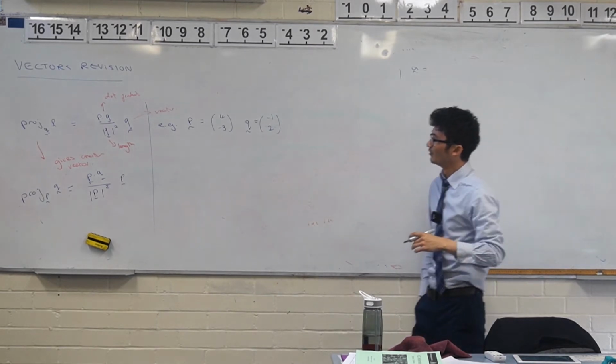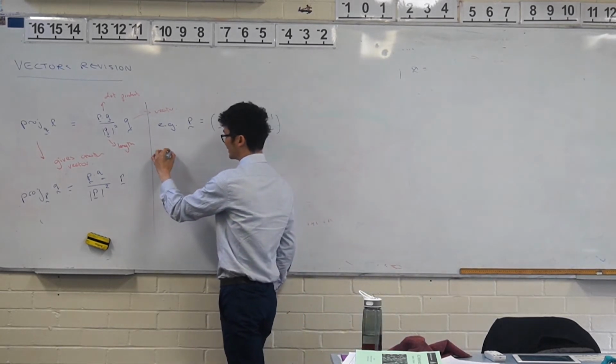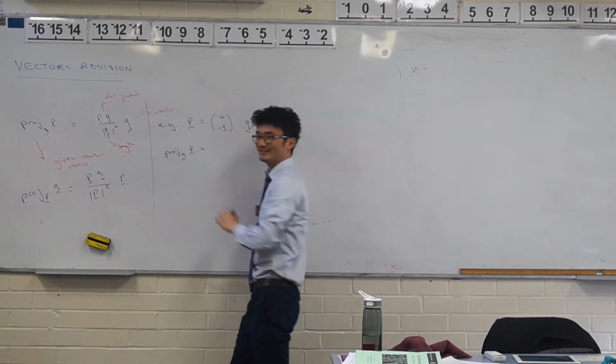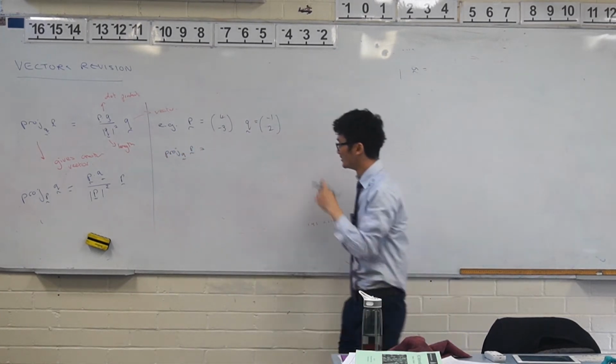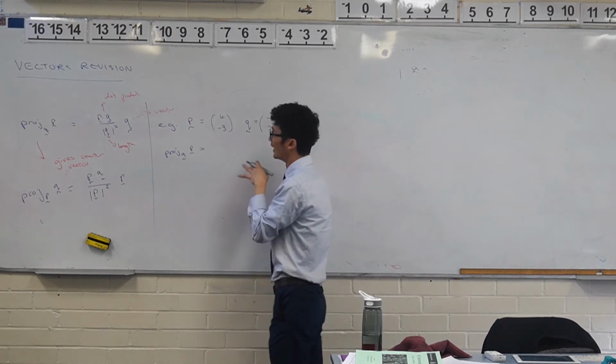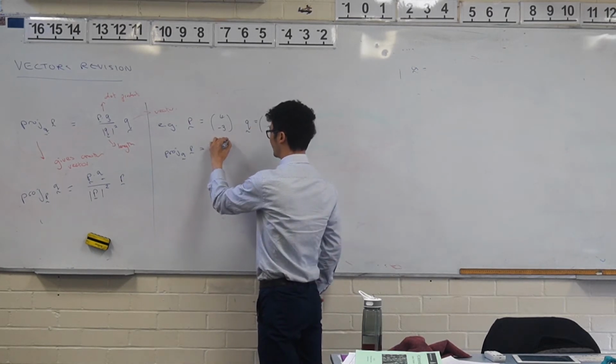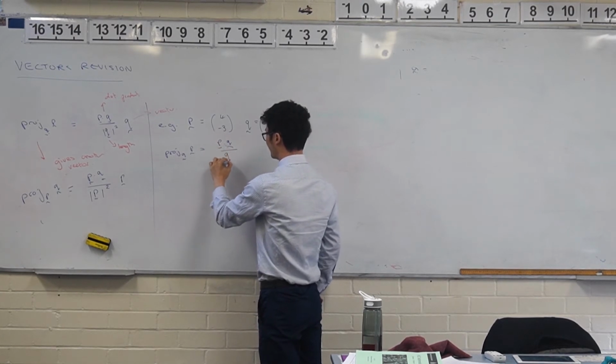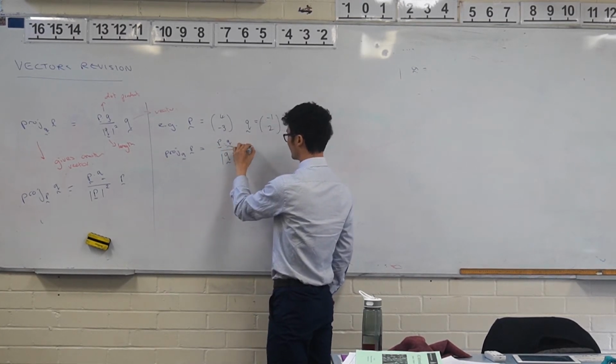Okay, so projection of P onto Q. No, because I think I did the wrong formula. Yeah, okay, so ignore my answers there. All right, so projection of P onto Q. Right, I've got my dot product of P and Q, and then I've got the magnitude of Q, all squared, multiplied by Q.